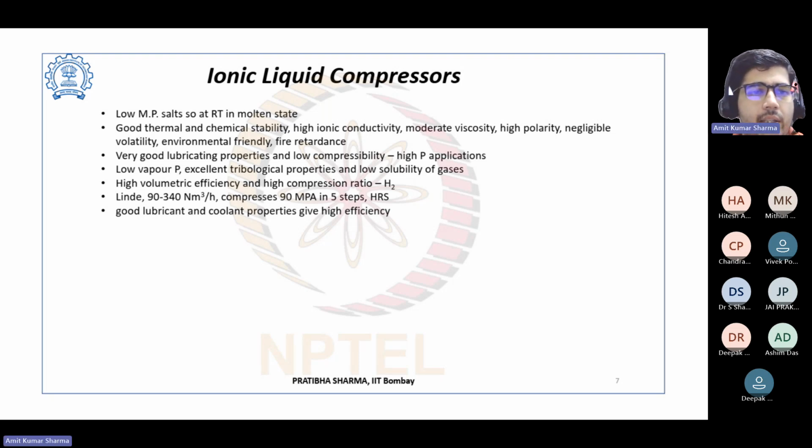Currently Linde has ionic liquid compressors of 90 to 340 normal cubic meters per hour that can give you 90 MPa in 5 steps, and they are used for hydrogen refueling stations. You can have high volumetric efficiency and a high compression ratio, and good lubricant and coolant properties give you high efficiency.